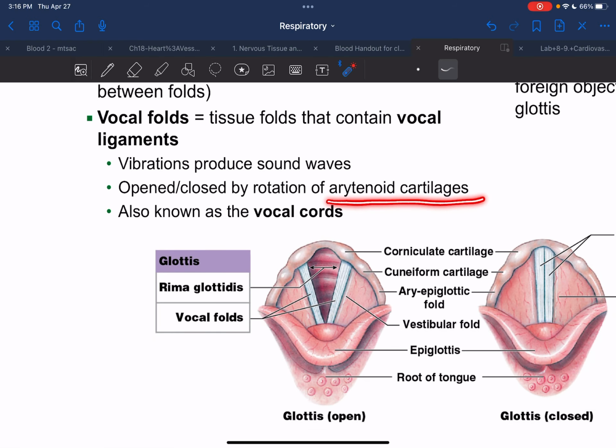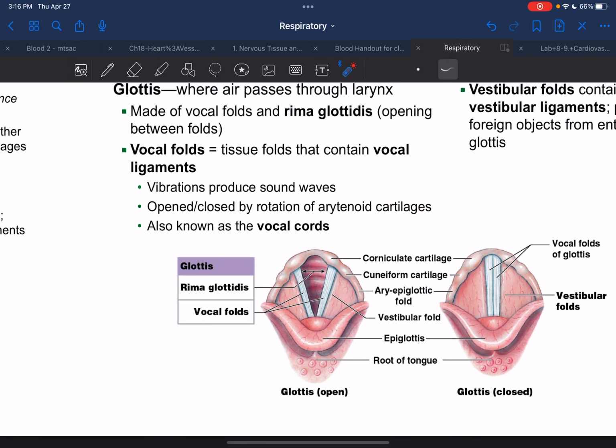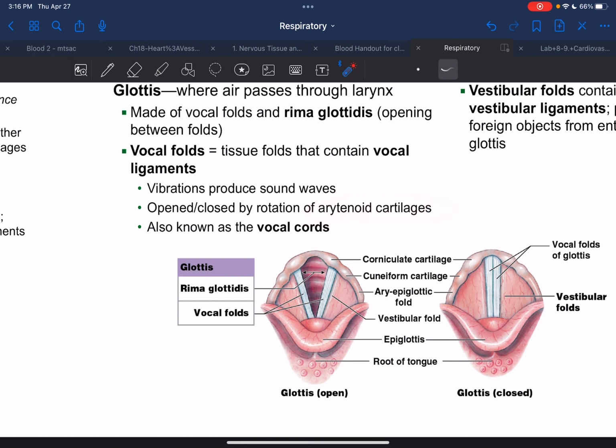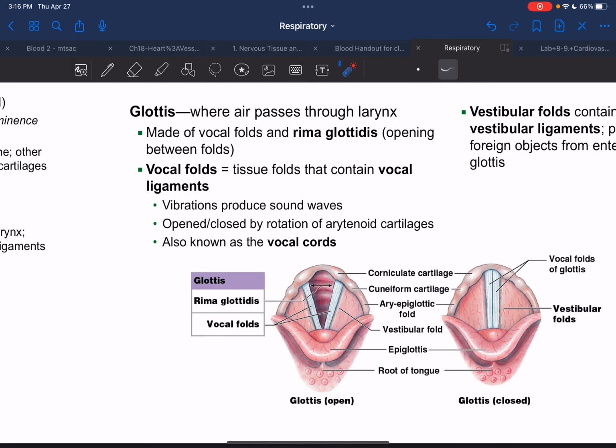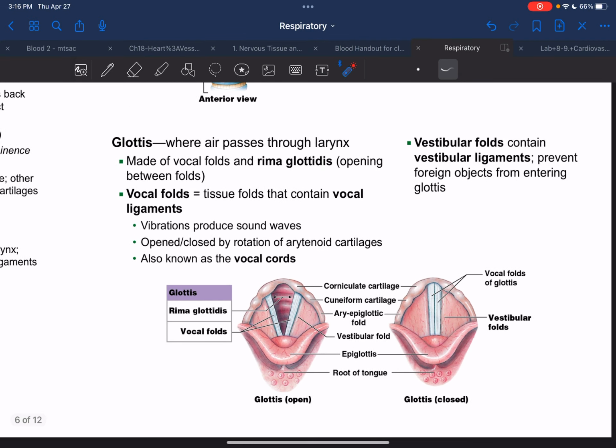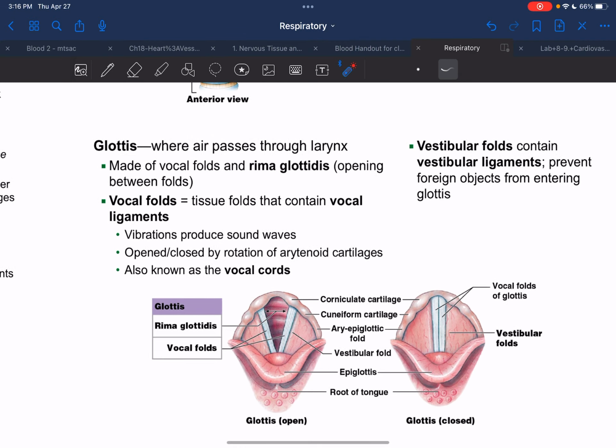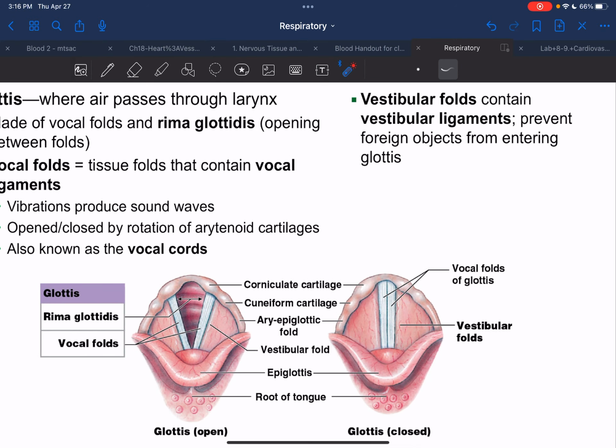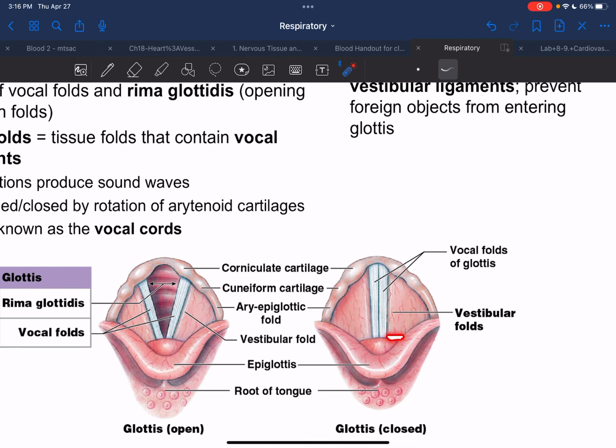This is a cartilage. I don't really care for you to know it in lecture. In lab, it will come up again, so it was worth putting back in here. So you can put a little asterisk in here for later on. And then vestibular folds make up the remaining bit of this segment here.